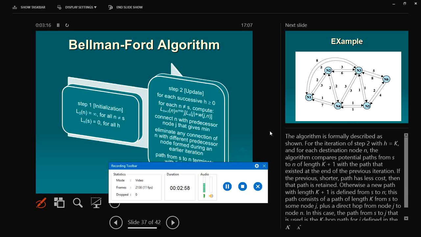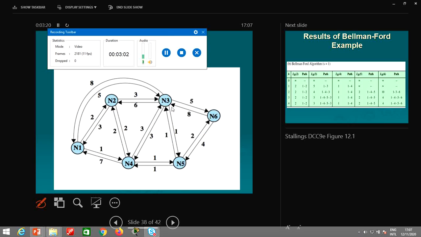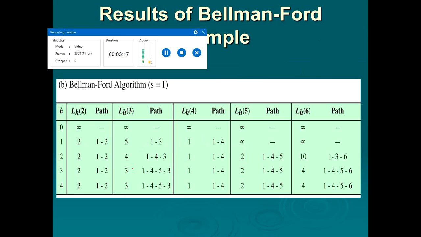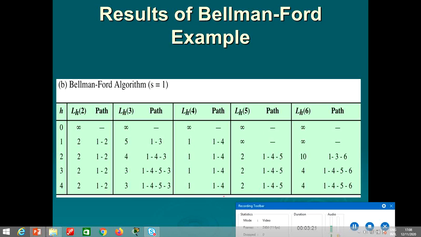We are going to take the same example in this case. Let's understand how this algorithm works. Alright, so we have the same graph. Now let's see how this works. So our step 1 is the initialization.